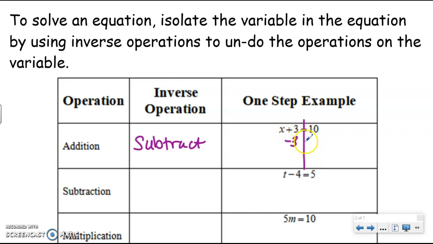It's also extremely important to remember that an equation is like a scale. We always need to keep it balanced. So if I take 3 away on one side, I need to take 3 away on the other side. So 10 minus 3 is 7.